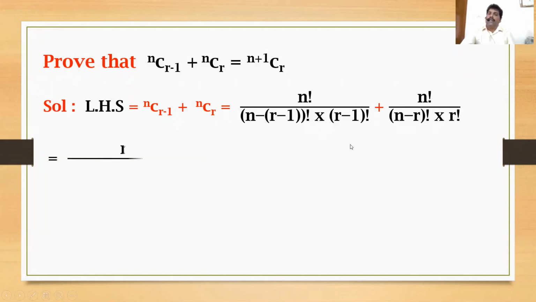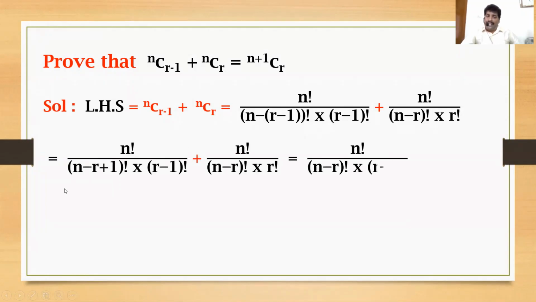Next, with further simplification, one more step: n factorial divided by n minus r plus 1 factorial. See here, minus of minus, minus r and minus of minus will be plus 1. So n minus r plus 1 factorial into r minus 1 factorial. The second part as it is, n factorial divided by n minus r factorial into r factorial. That is equal to n factorial divided by n minus r factorial into r minus 1 factorial.